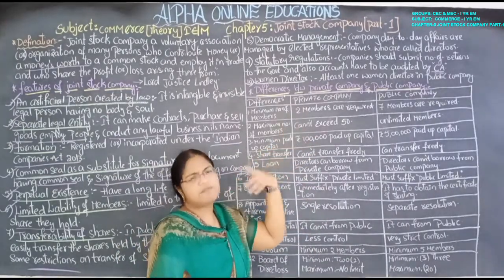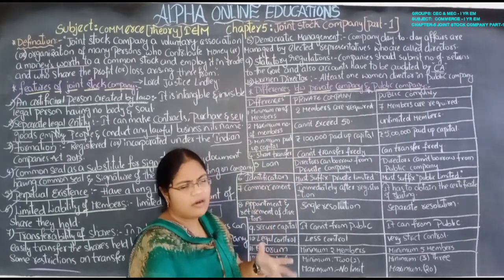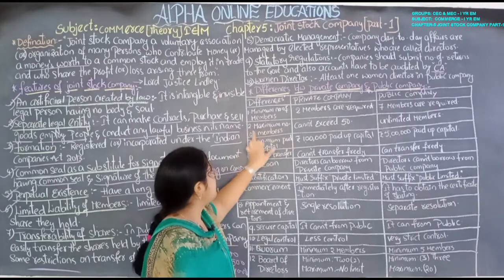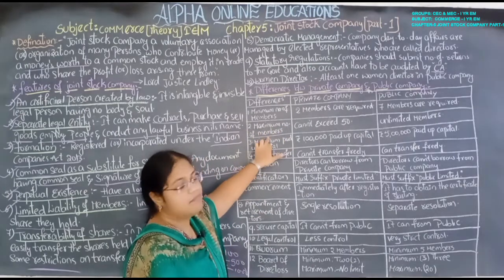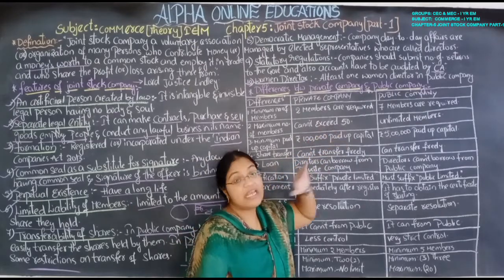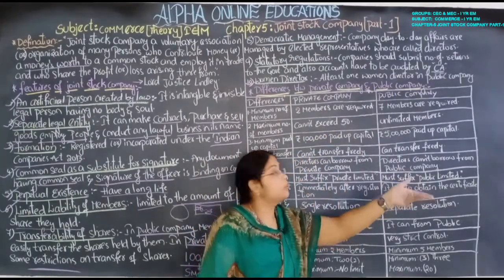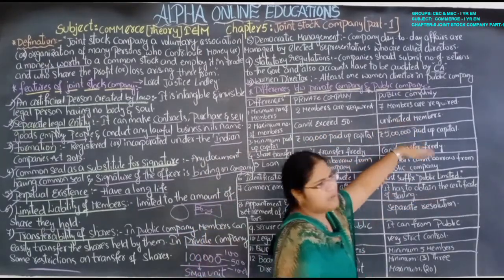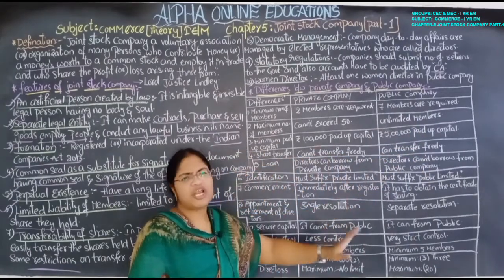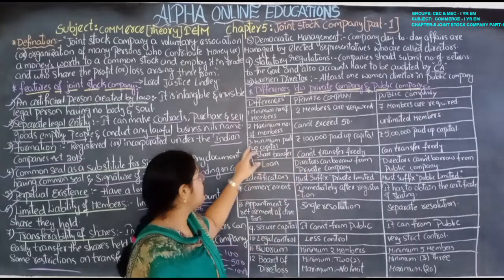Private companies, the government can't control them. Maximum number of members. In a private company, it can't exceed 50. In a public company, unlimited members, however many members want to join, they can join. There is no limit at all.